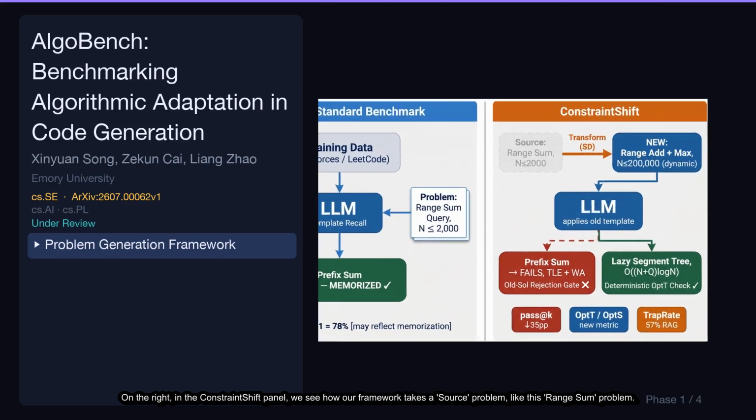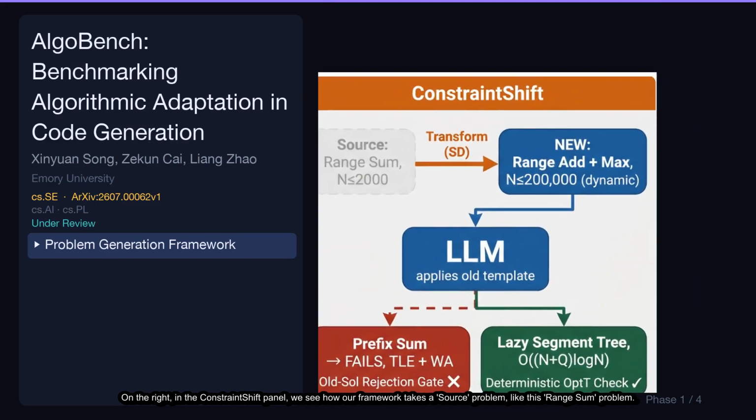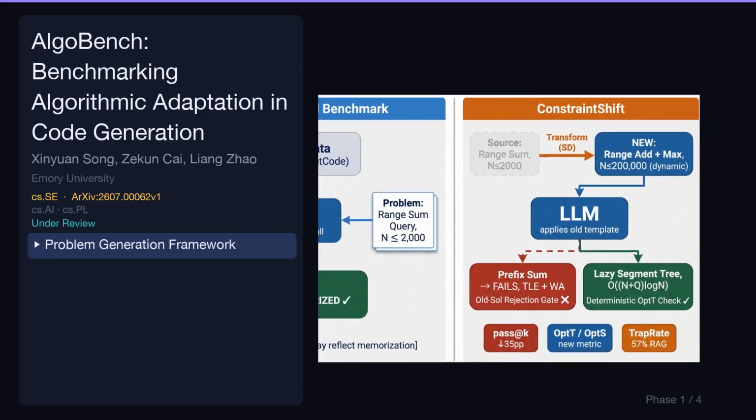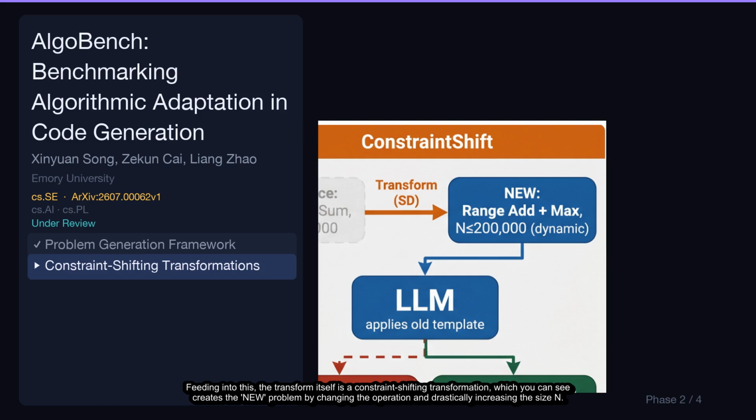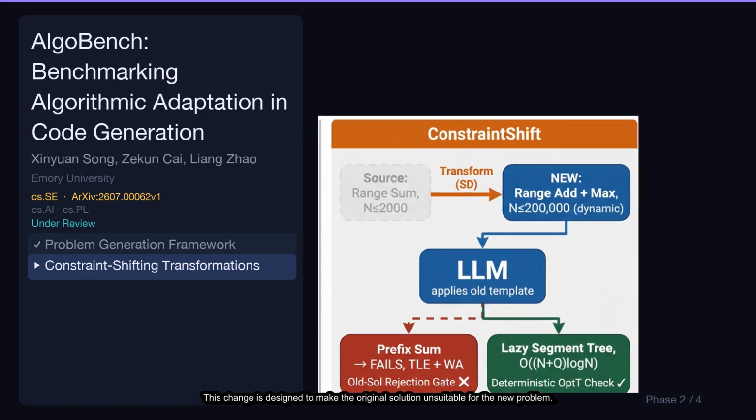On the right, in the constraint shift panel, we see how our framework takes a source problem, like this range sum problem. It then applies a transform to automatically generate a new problem. In this case, range add plus max with a much larger n. Feeding into this, the transform itself is a constraint shifting transformation, which you can see creates the new problem by changing the operation and drastically increasing the size n. This change is designed to make the original solution unsuitable for the new problem.